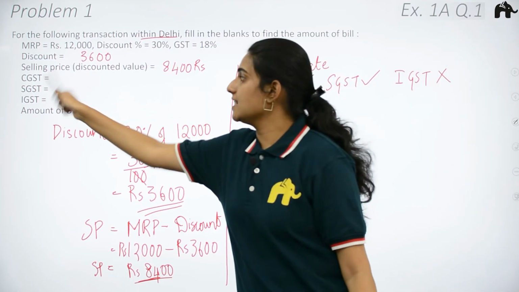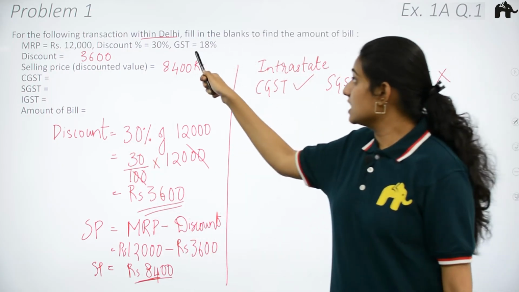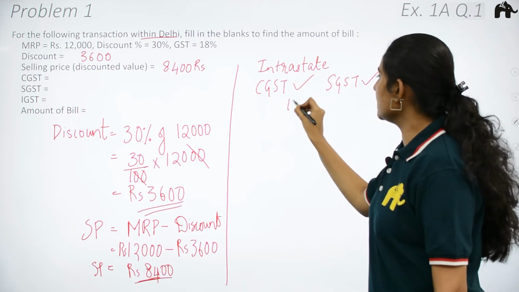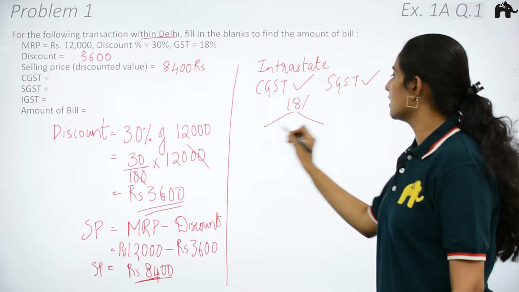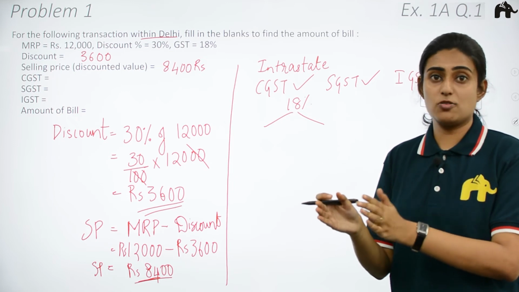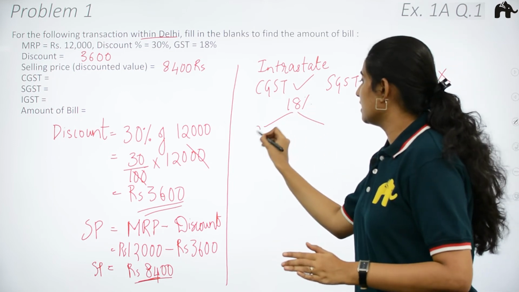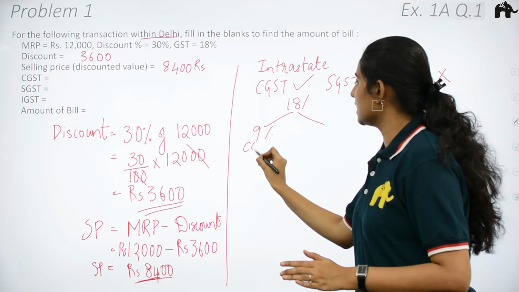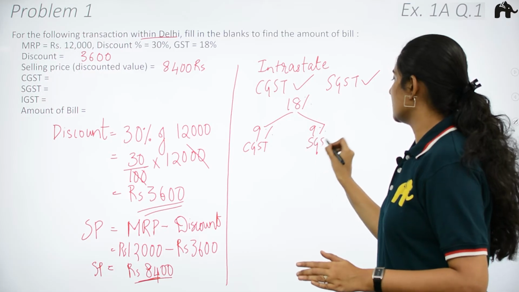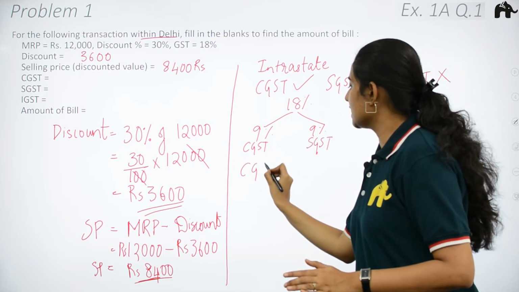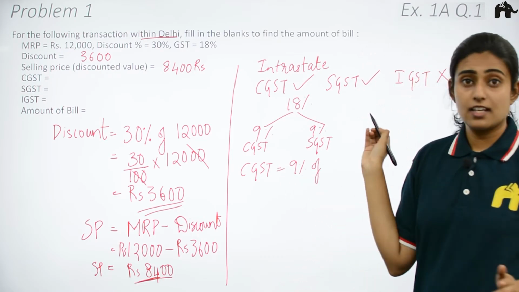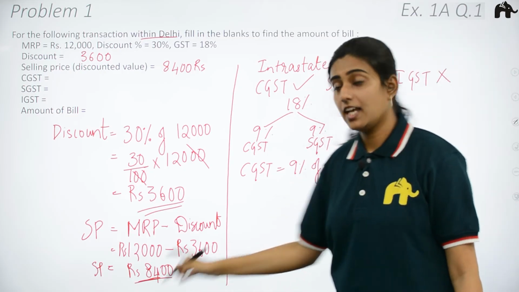So first let's calculate CGST. Here GST percentage is given, that is rate of tax is given, that is 18%. Of this 18%, half the amount is for CGST, half the amount is SGST. Here 18 means 9% is CGST, the remaining 9% is SGST. So to calculate CGST is equal to 9% of selling price. Selling price is 8,400.